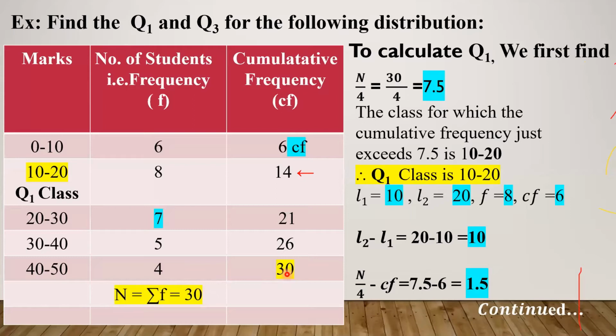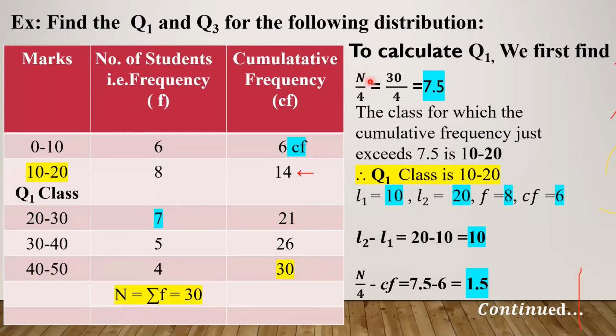Now what is my third step? To calculate Q1, we find n by 4. See, I have not written Q1 equal to n by 4. So don't make that mistake. Don't say Q1 equal to n by 4. To find Q1, we have to find n by 4. It doesn't mean Q1 is n by 4. So we will calculate n by 4.